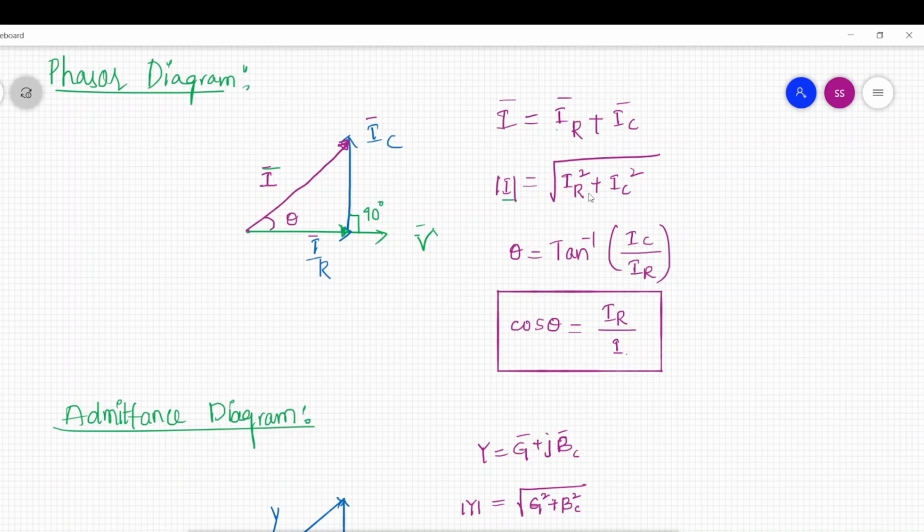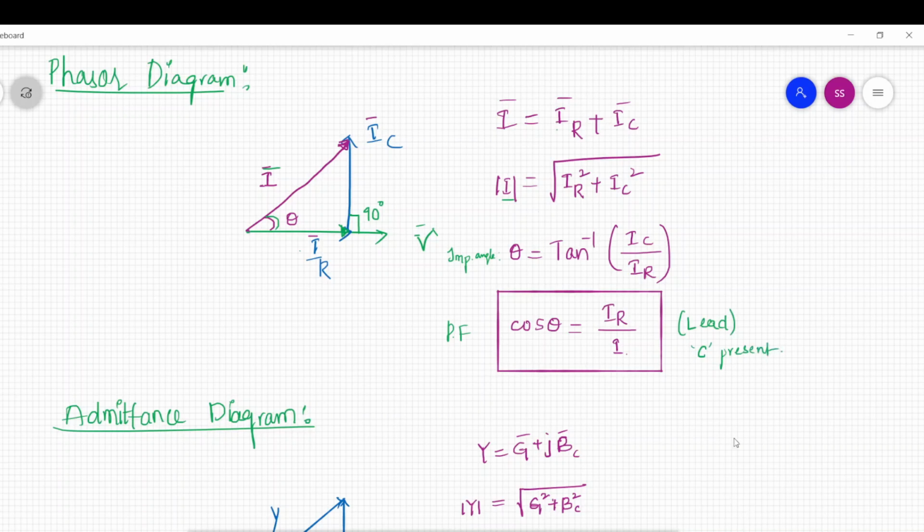The magnitude will be under root IR square plus IC square. If theta is the angle here, then the impedance angle theta equals tan inverse of IC by IR, and the power factor is cos theta equal to IR by I, which is leading here. So whenever a capacitor is present, the power factor will be leading.